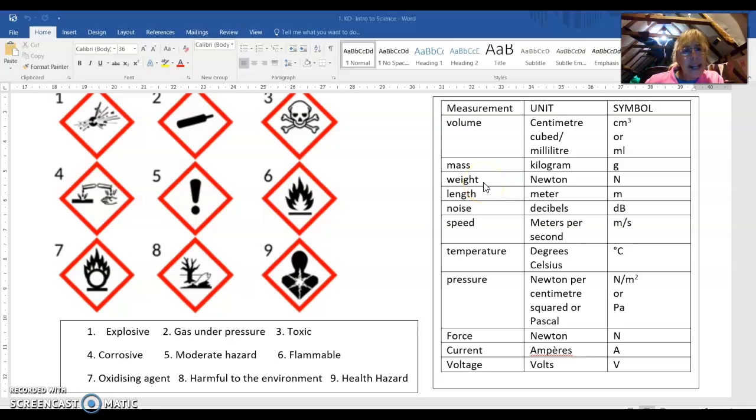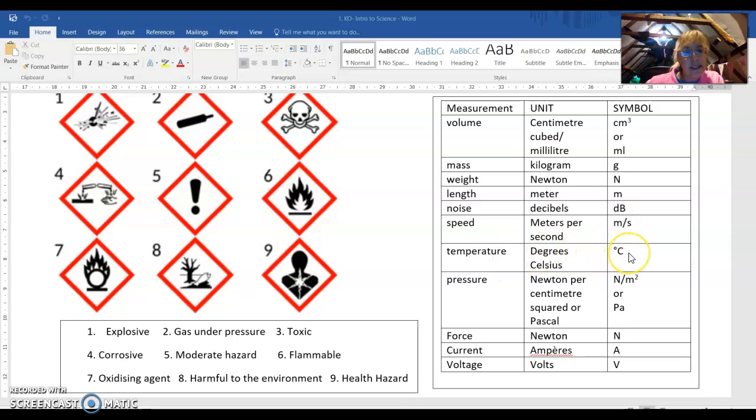Weight takes into consideration gravity as well as your mass. So that's measured in newtons, and because it's newtons, we use a capital N because it's based on the name of Isaac Newton. Length is meters, so we use an M. And noise is measured in decibels with a D and a capital B. Speed is usually measured in meters per second, and then we go m/s. The forward slash means per, or divide by the seconds.